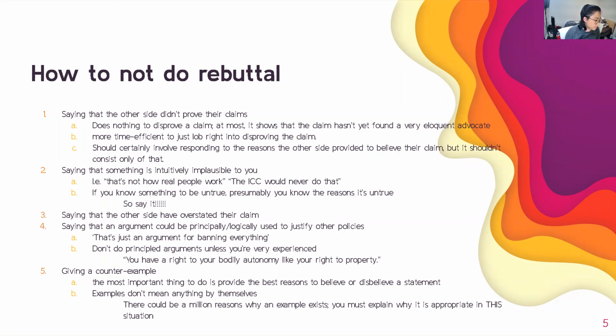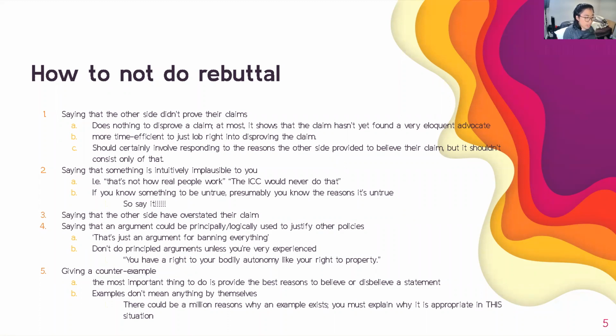The fifth thing is just giving a counterexample. This happens the most, I think, in international relations debate, where someone can say X policy works because China did this once and it worked. And then another person will say, well, this policy actually doesn't work because France did this and it didn't work for them. The most important thing to do is provide the best reasons to believe or disbelieve a statement. Examples don't mean anything by themselves because there could be a million reasons for why the example exists.